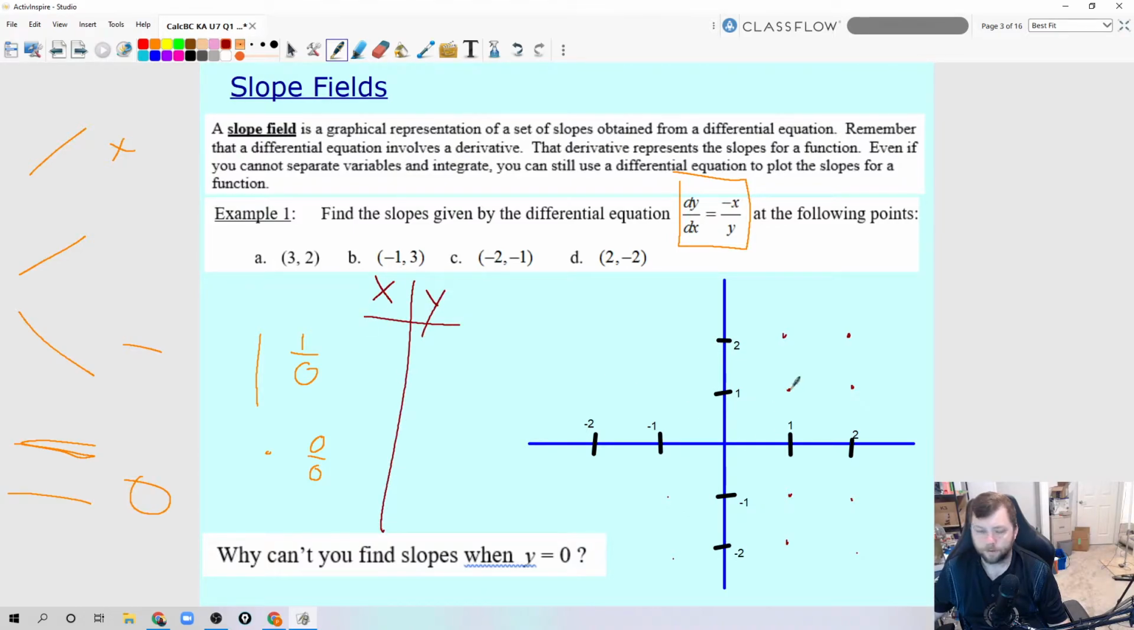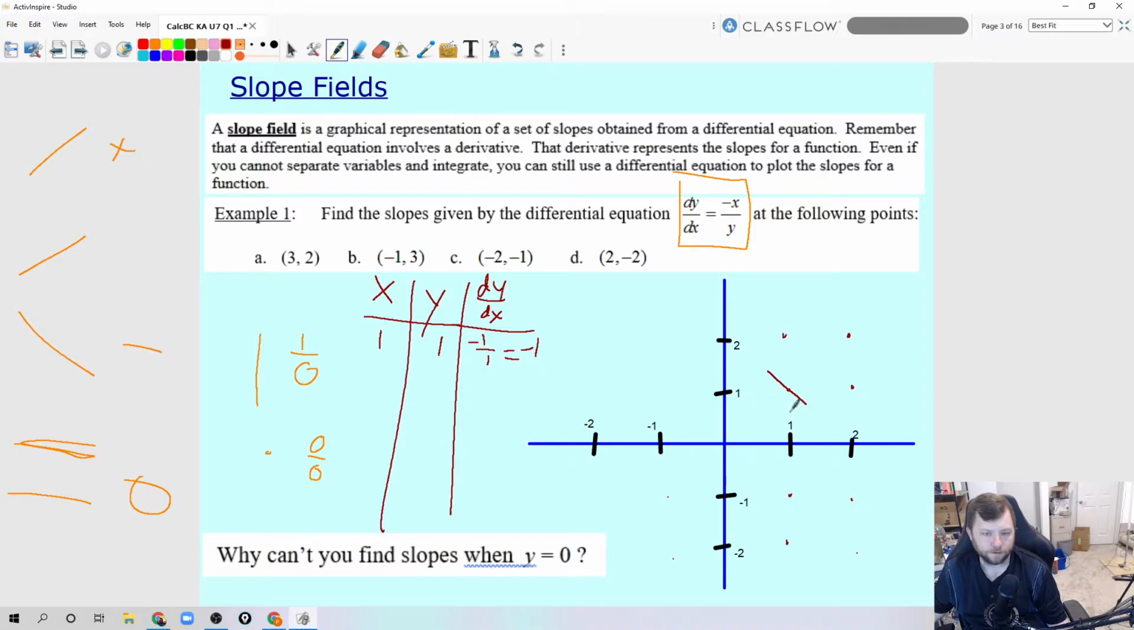Let's pick my first point. Let's go x is 1, y is 1. What would dy over dx be, or y prime? Should have written it as y prime. Well, that would be negative 1 over 1, so that's just negative 1. And right here, I'd make a negative 1 slope, which is about a 45-degree line going down. So just a little tick mark like this.